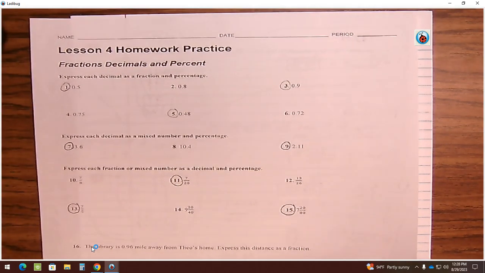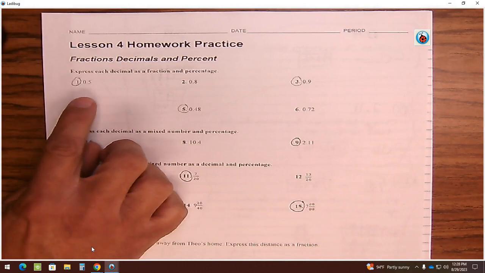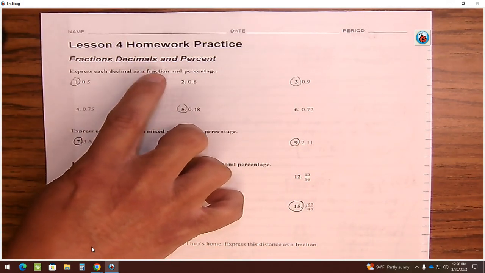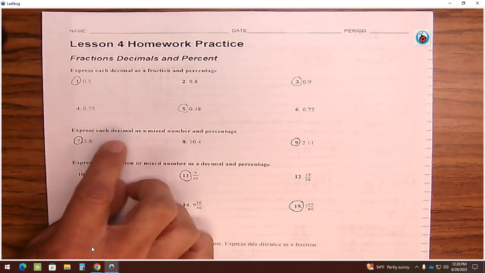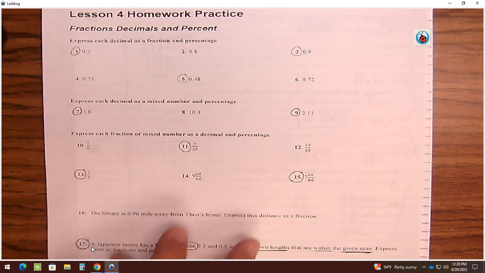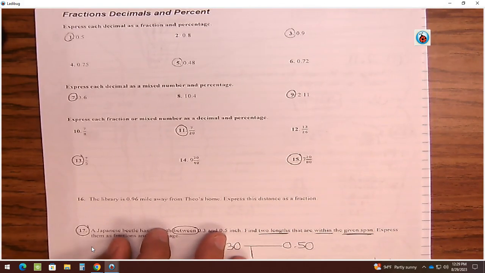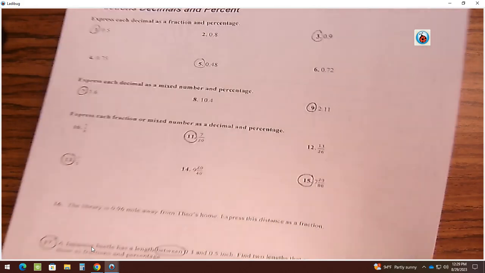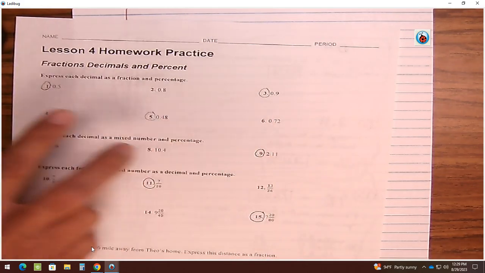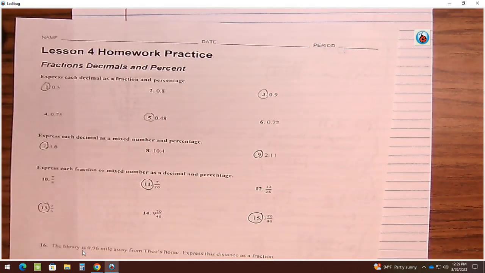So your homework for today is going to be these: 1, 3, 5. You're going to change those decimals to fraction and percentage. 7 and 9, 11, 13, 15, and 17. Basically the odd numbers. So I'm going to tell you what I expect. I'm going to do an example. Right now I'm going to do number 3 for you. So you just have to take care of 2 more. You'll be doing your homework on a loose leaf paper.